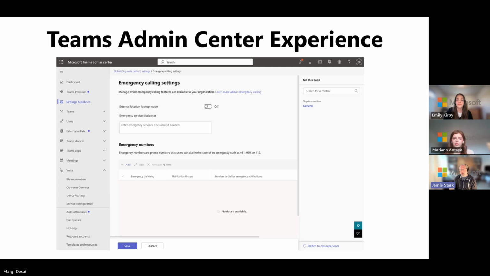But going back to the key question, Emily, that you asked, it really is around whether or not you want to have a dynamic capability. So as a user moves around the corporate network and connects to different network resources, those network resources are associated with a physical address.